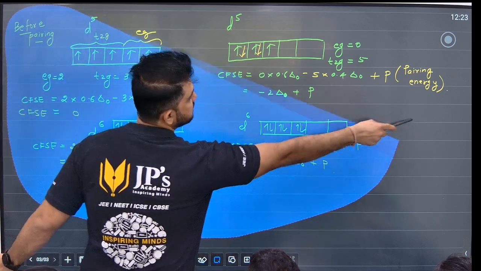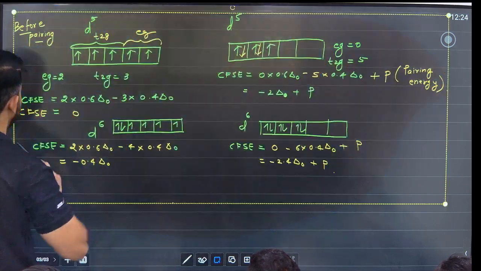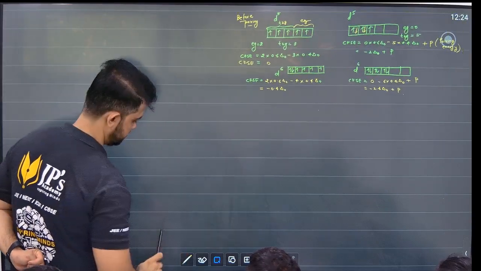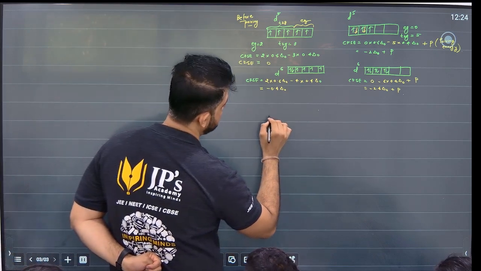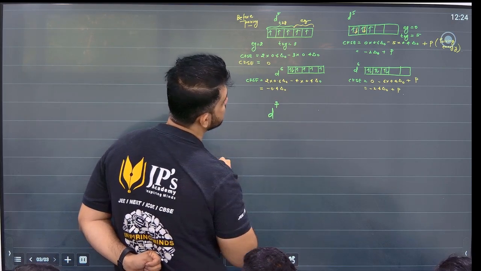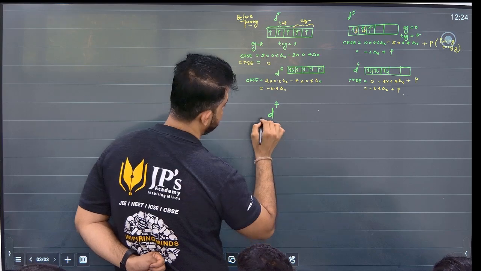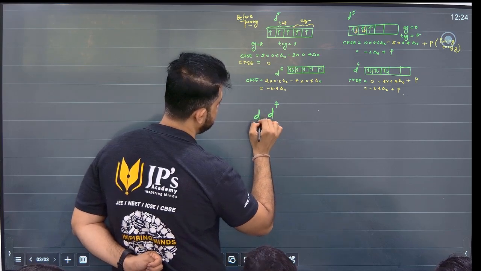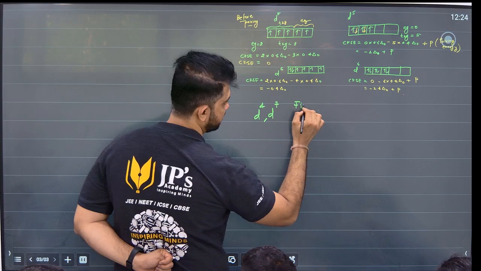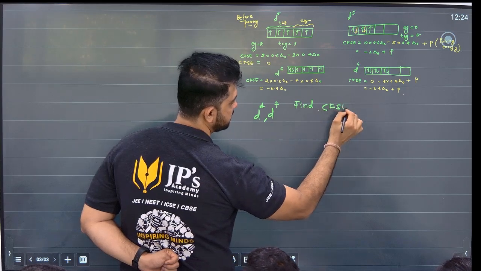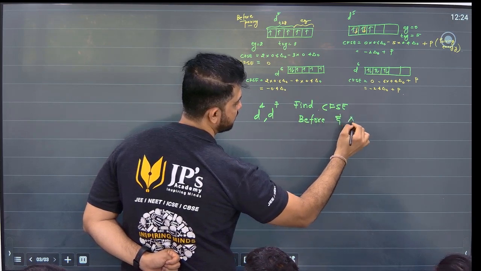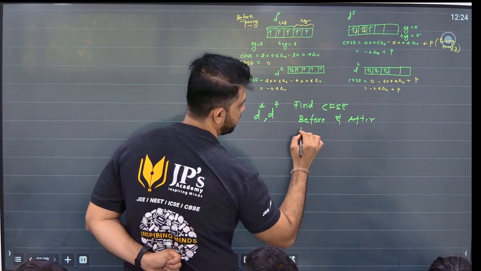So D5 and D6 के लिए तो मैंने ढूंढ के निकाला है. You will find the CFSE for D7 and D4. इसके लिए आप लोग निकालना. Find CFSE before and after pairing.